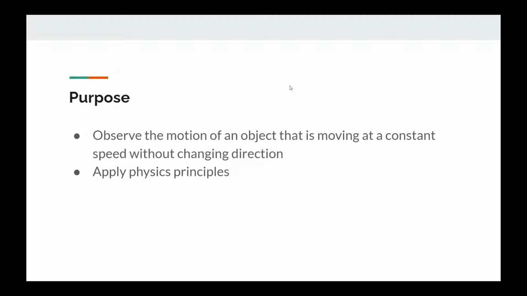So the purpose of this lab is to observe the motion of an object that is moving at a constant speed without changing direction, which in this case I used a battery rolling along a table. We'll be applying the physics principles.